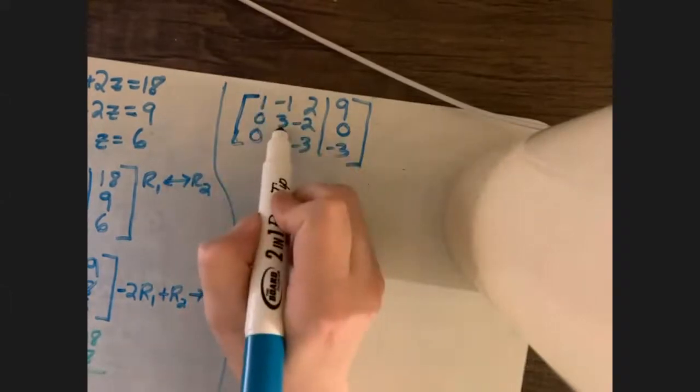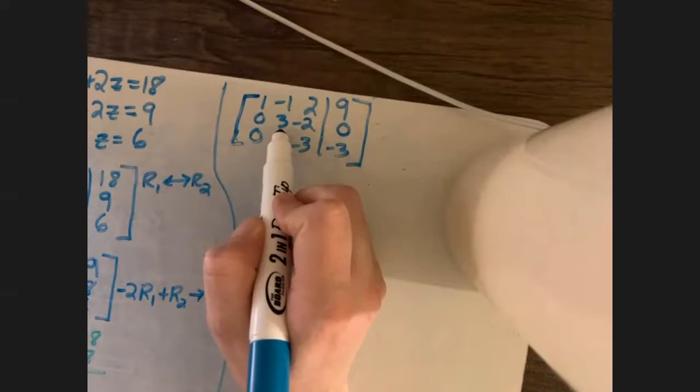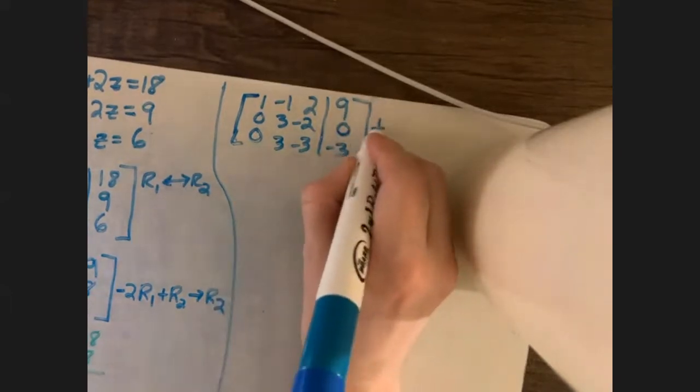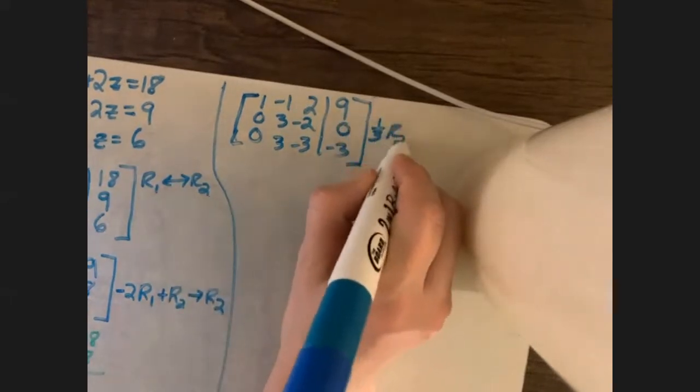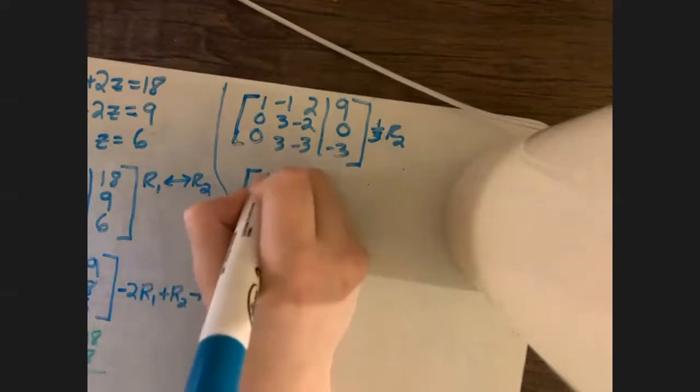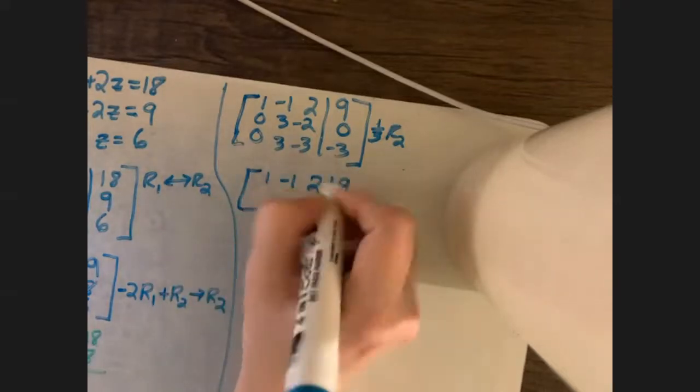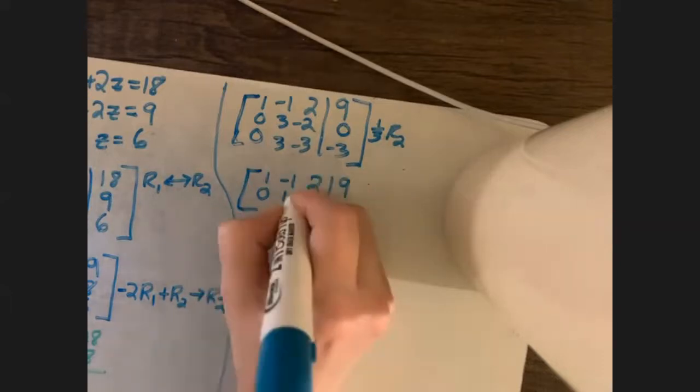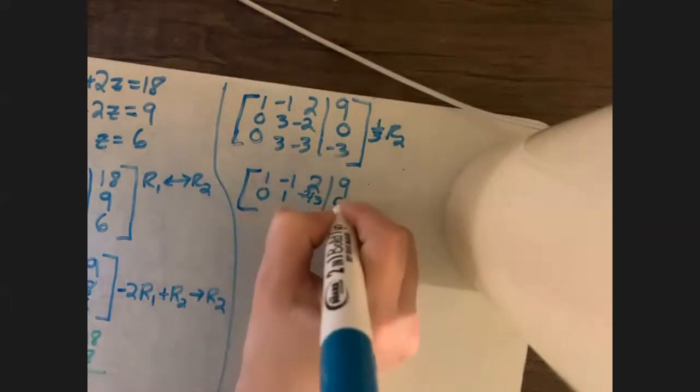Next thing I need to do is make this 3 turn into a 1. This is where I'm going to multiply by any row. Technically I need to divide by 3. Do we agree? 3 divided by 3 is 1. Now I've got to write it so that it follows the other notation. I'm going to do 1/3 of row 2. I'm going to divide row 2 by 3. That's all that's going to happen here. 0, 1, -2/3, and 0.